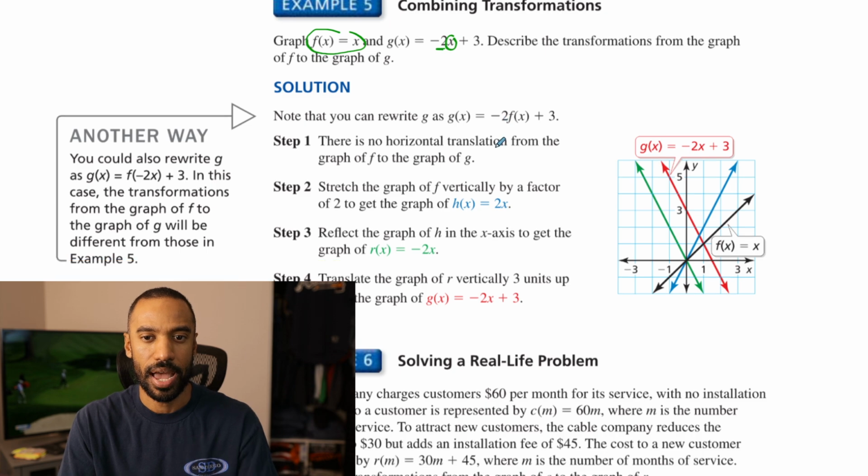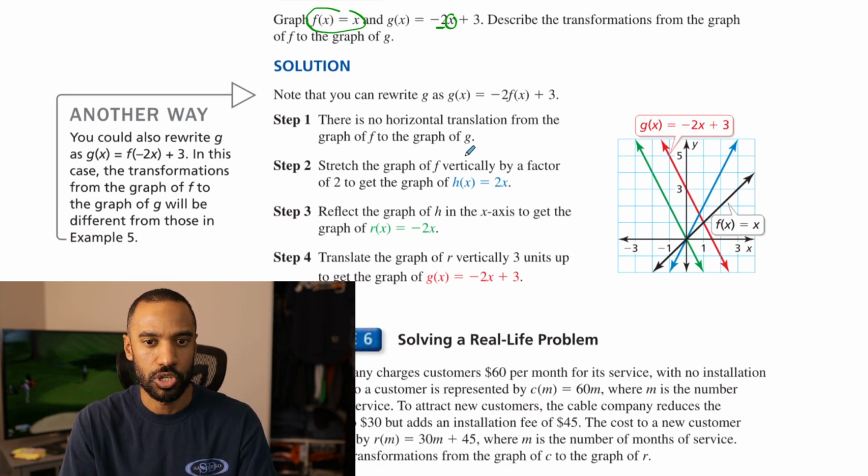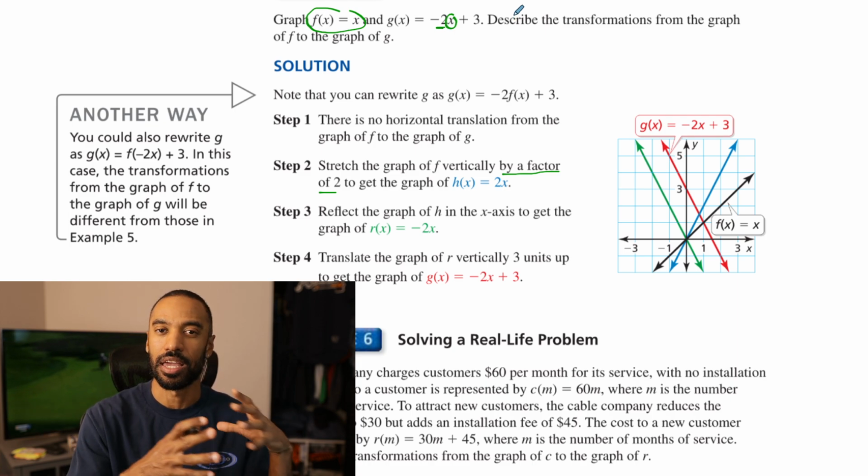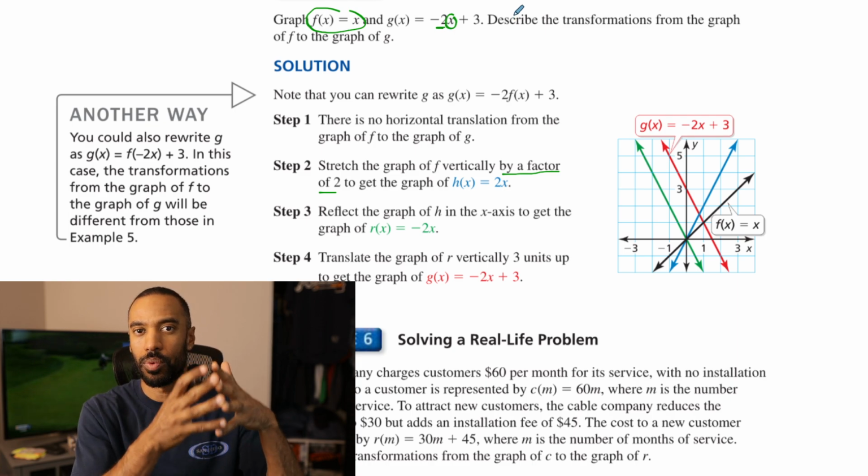It got vertically stretched, specifically, by a factor of 2. A factor of 2 means it became 2 times larger. The y values became 2 times larger than they were before. The plus 3 happens after the fact, because remember, order of operations, x multiplies by the negative 2 first, and then 3 gets added. The plus 3 is like your plus k. It becomes a vertical translation 3 units up.